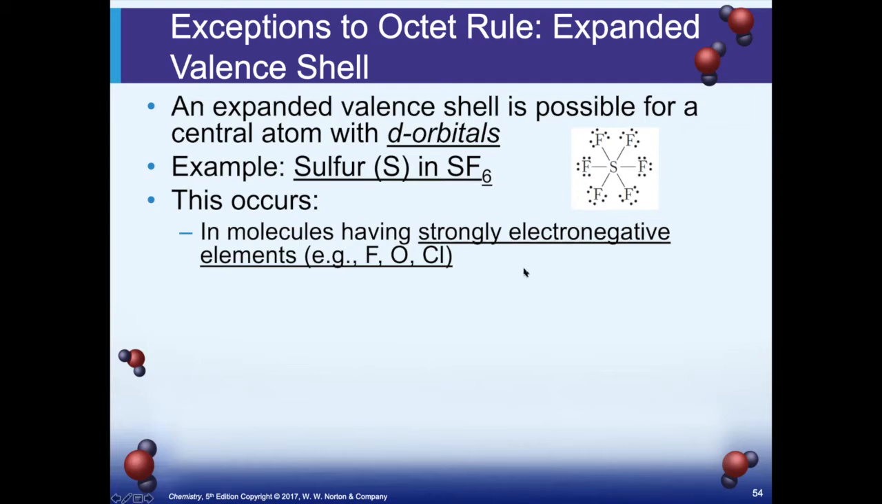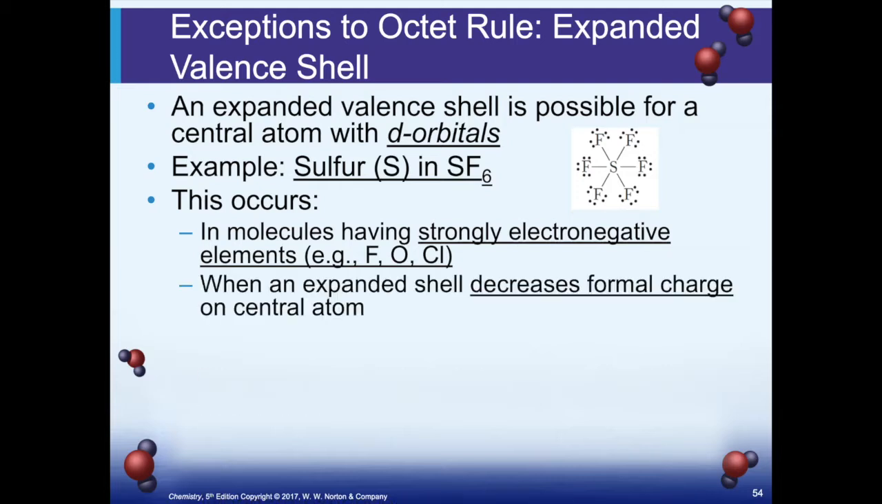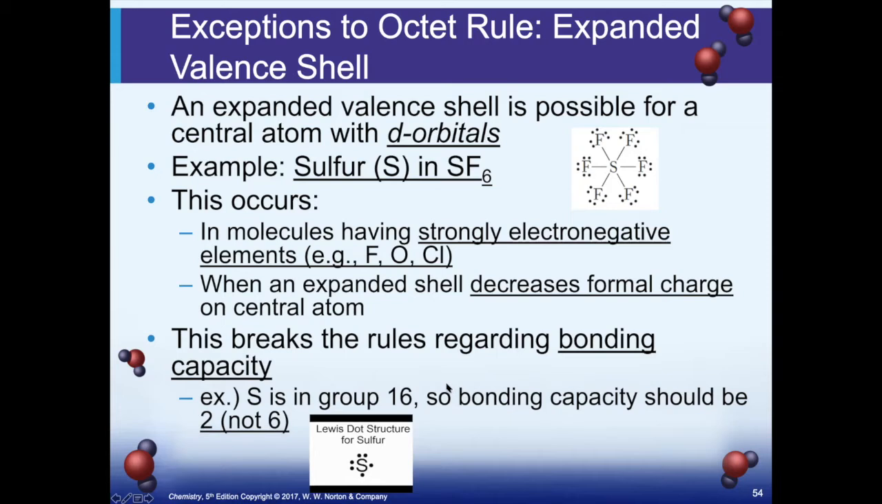But another requirement is that you have to have, pardon me. So there's one other reason why it would do this, and that is to decrease formal charge on the central atom. Okay, so the reason why it would exceed the octet is to lower that formal charge on the central atom. And of course, what happens in this situation is that you're exceeding that bonding capacity that you normally would attribute to that compound based on its position in the periodic table. So it breaks the rules regarding bonding capacity.